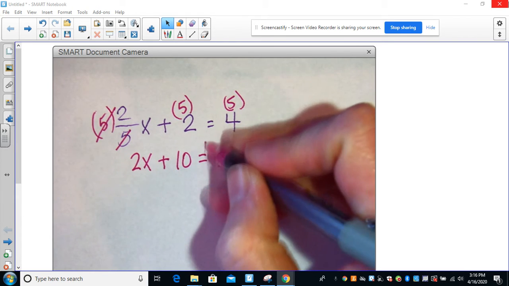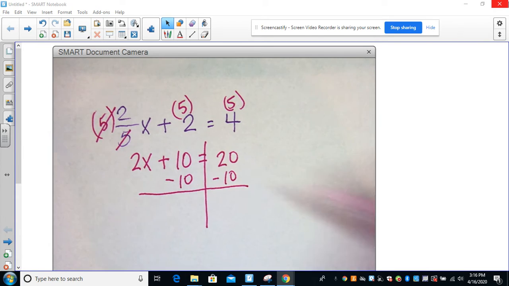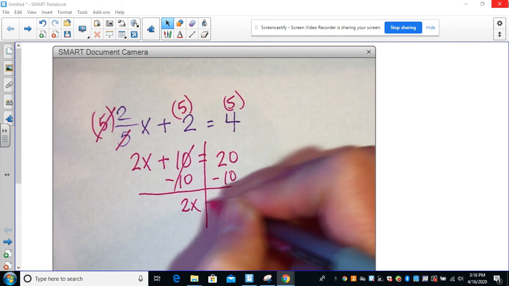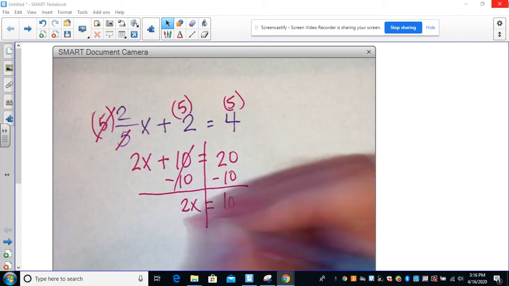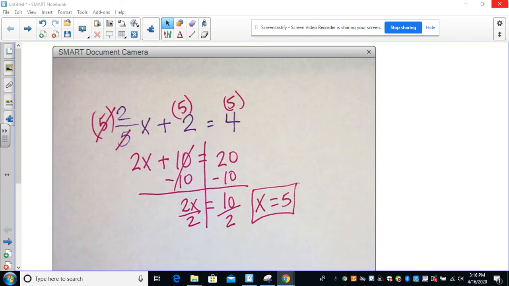So now I'm just going to solve the two-step equation by subtracting 10 from both sides. You have 2x equals 10, and then divide by 2, and your answer would be 5. And remember, you can always plug that back in and see if it works for you. So here is another one.